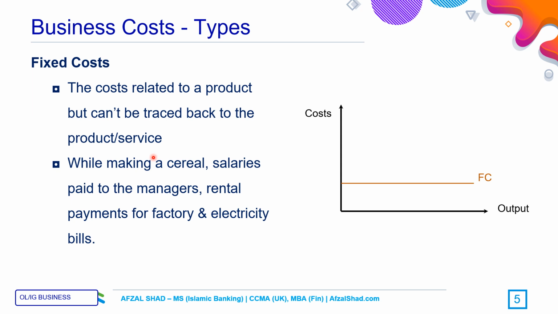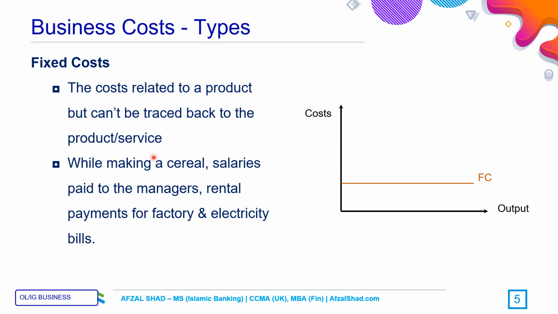What do you mean by it cannot be traced back? That means we knew that the more you produce, the more ingredients would be used. It can be directly linked with the product. For example, 100 grams of corn was used in one pack. That means for 10 packs, we will be using 1000 grams of corn, obviously. The more we produce, the more it would be. It was directly traced back to the product. But when it comes to the fixed cost, it cannot be traced back.